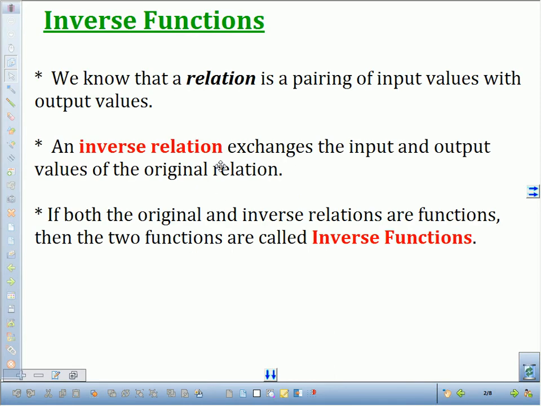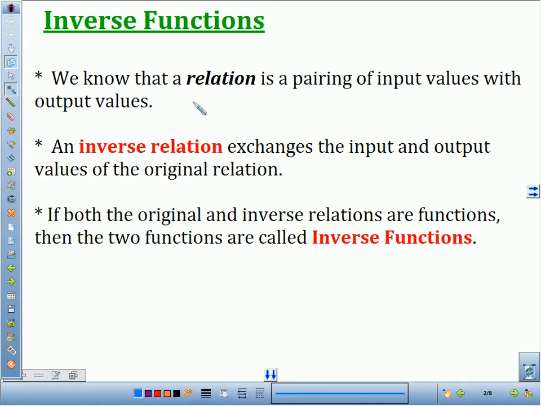Now, we know from lessons at the beginning of the year that a relation is a pairing of input values and output values. That's a relation. And it doesn't matter how we get the outputs. We could just say, if you put a random input in, you get a random output back. You put 1 in, you get 2 back. You put 3 in, you get 4 back. It doesn't matter. Whatever you plug in, you have to be able to get something back. That would be a relation.